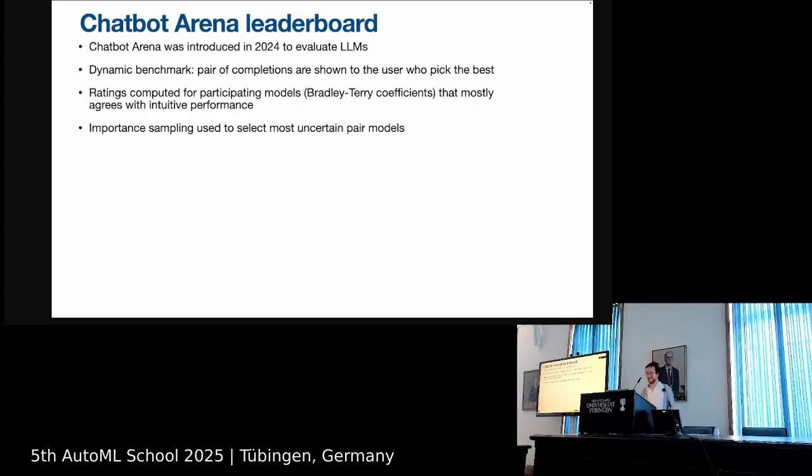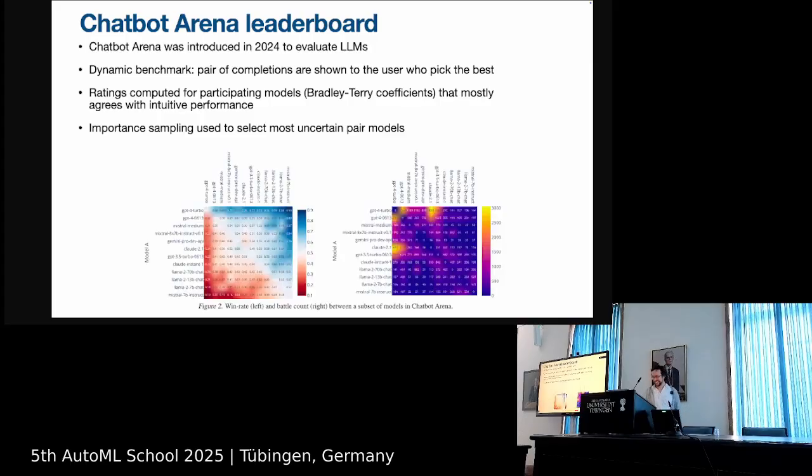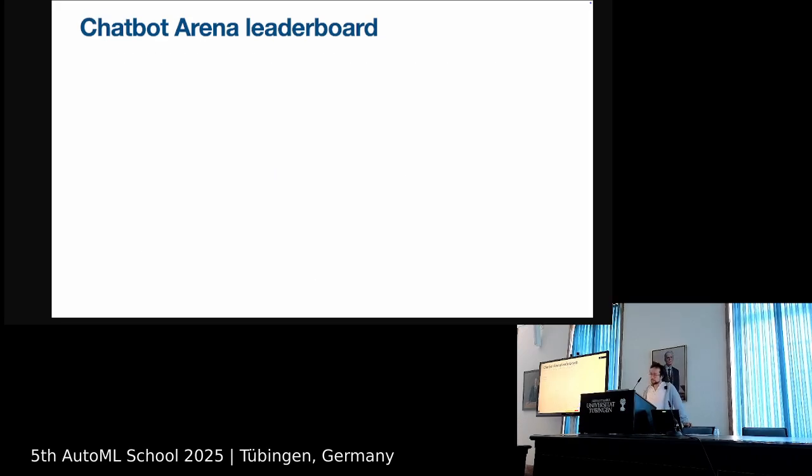Exactly, which is exactly the point I want to make. Left is the win rate of every model. For instance, GPT-4 has a good win rate against a lot of models, so it gets blue, and Llama 2 not that much, so it's less blue. On the right you see the number of battles that are sampled, and obviously, as you say, models that are better are sampled more because their ranking is more uncertain.